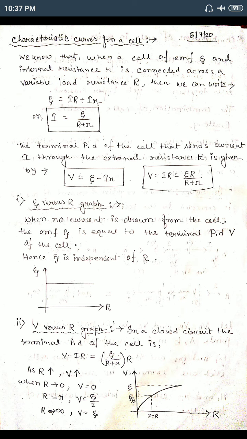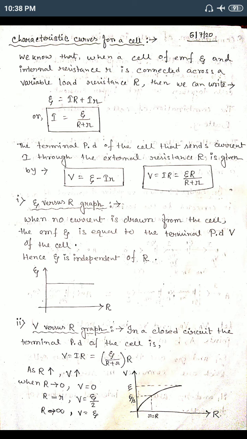Now if the value of the external resistance is equal to the internal resistance, R equals small r, what do we get from that expression? We get V equals half of the EMF. And if we put the external resistance capital R tending to infinity, then we get V equals E, V equals EMF.